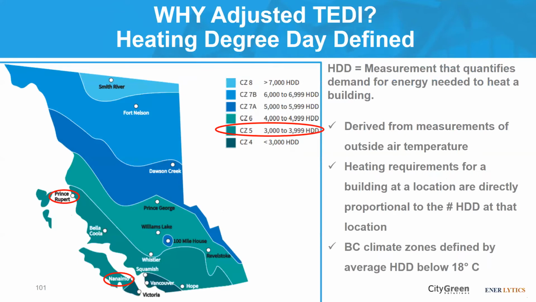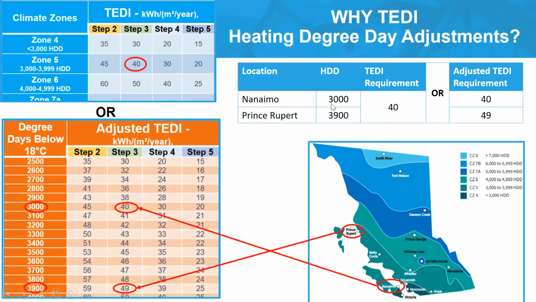So here we have an example, climate zone 5. We have both Prince Rupert, which is much further north, and Nanaimo. In this particular scenario, in Nanaimo, we have 3,000 heating degree days. We have Prince Rupert with 3,900 heating degree days. And in both cases, there's the standard TEDI requirement of 40.